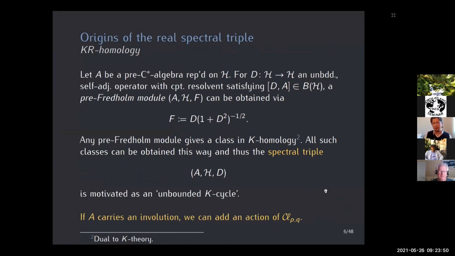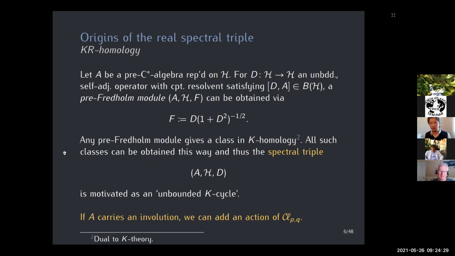Okay, so shifting gears a little bit, suppose now that we take some pre-C star algebra represented on a Hilbert space, so A represented on H. On that Hilbert space, for some unbounded self-adjoint operator with compact resolvent, which has bounded commutators with the algebra, what I'll call D, a generalized Dirac operator, we can always obtain a pre-Fredholm module via the bounded transform. This F will be a Fredholm operator. Why do we want to do this? Any pre-Fredholm module gives us a class in K-homology, and all such classes are obtained in this way.